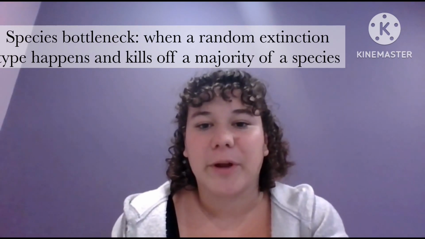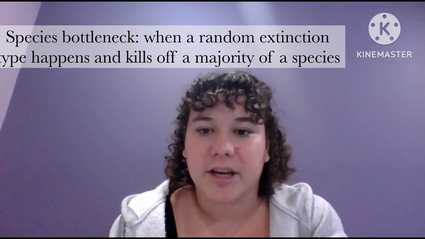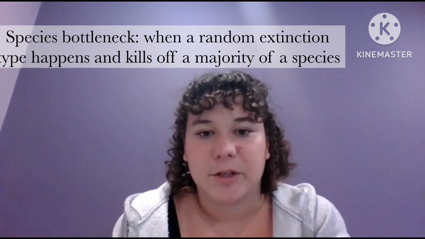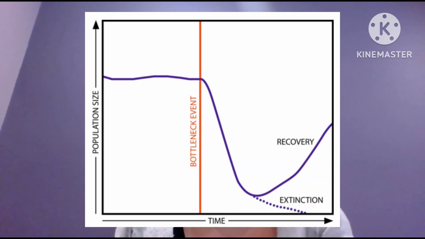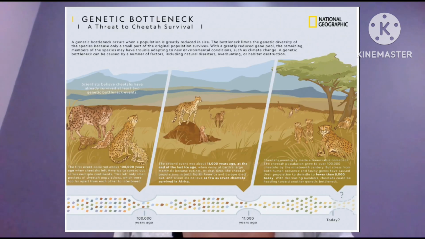A species bottleneck occurs when a random extinction type happens and kills off a majority of species, leaving the remaining population with a smaller gene pool and smaller genetic diversity. This can be seen in the cheetah population, as evidence shows that almost every cheetah has basically identical genes, pointing to a smaller gene pool that occurred due to a population bottleneck. Now, knowing how individual species operate, we can learn and understand how these operate in relation to each other.